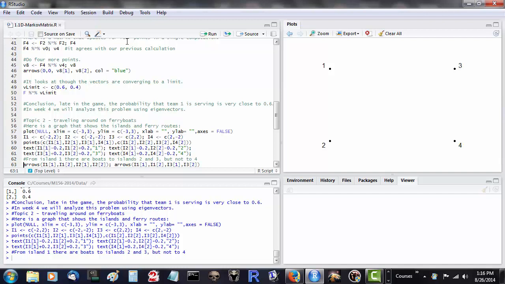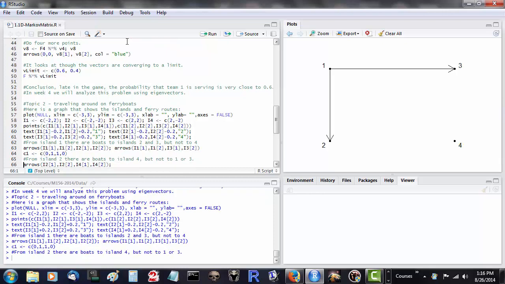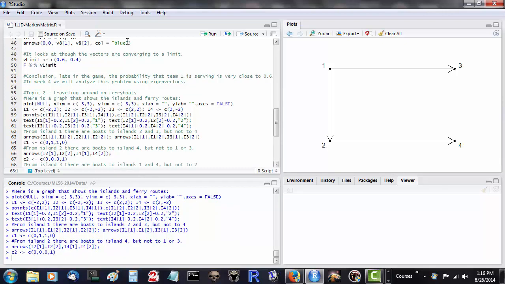By drawing arrows, I can indicate that from island 1 you can get to island 2 or to island 3, but not to 4. And I can capture that information in a vector that has a 1 for each of the islands that can be reached by a ferry ride from island 1, a 0 for the 2 that cannot. I can do the same thing with island 2. You can go from island 2 only to island 4, but not to any other island. That's represented by a vector that has a 1 in the 4th position.